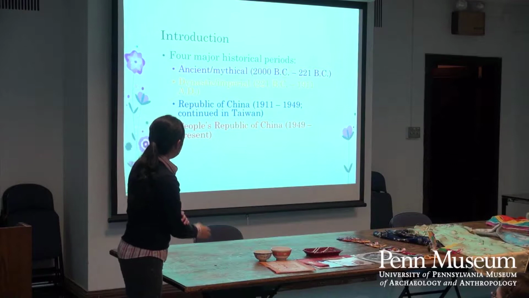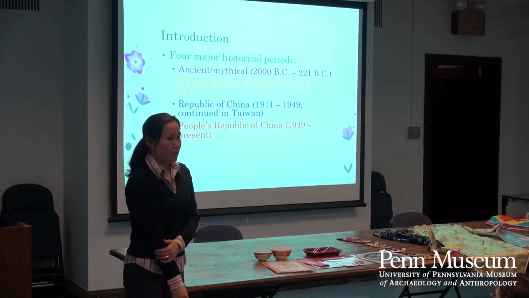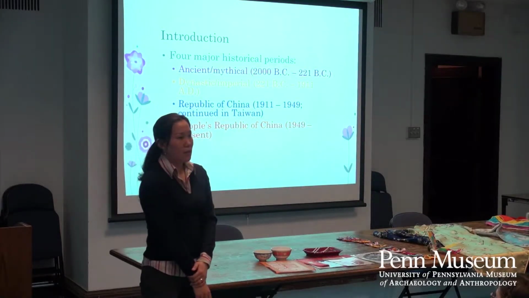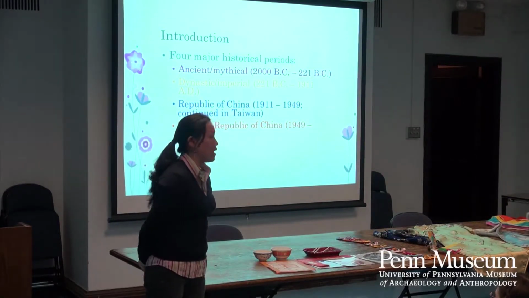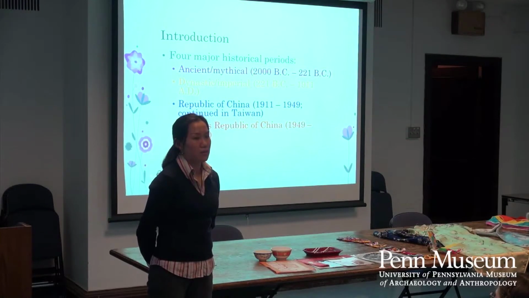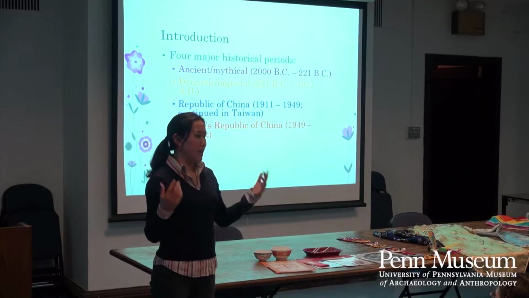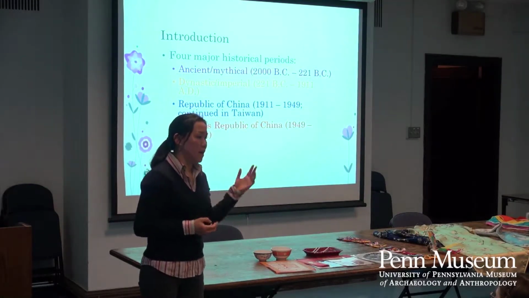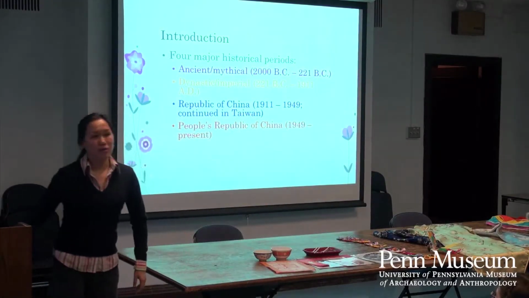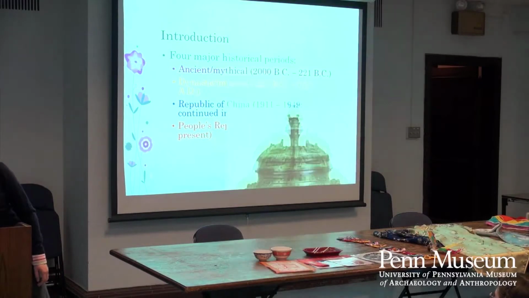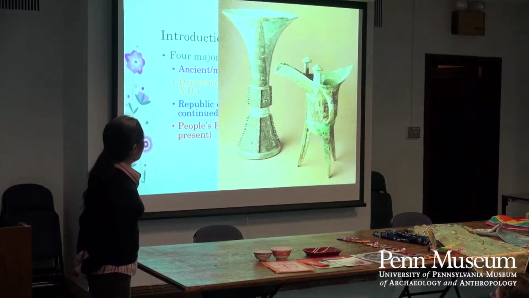The first one is the ancient and mythical period, from the beginning to 221 BC. The reason it's called mythical is because it's so far back in history that sometimes you cannot find enough archaeological evidence to prove it. So a lot of these historical facts become more like stories or legends. So people call it the mythical period.